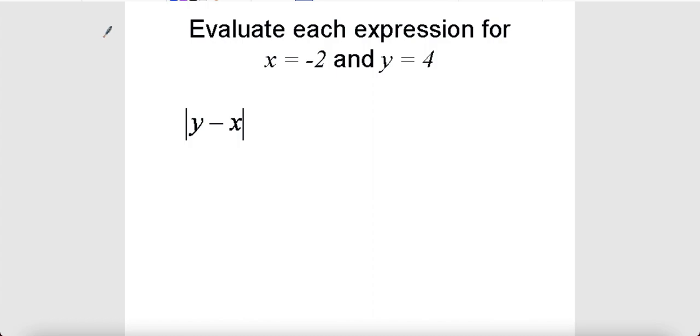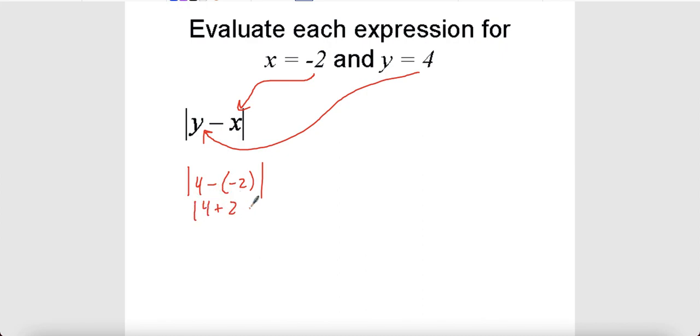All right, moving on to evaluating expressions. So if we're evaluating expressions, essentially we have an algebraic expression, and we simply substitute in for the known values of x and y. So I'm going to substitute in the 4 for the y and the negative 2 for the x, and then just simplify. So I've got 4 minus negative 2, absolute value. 4 minus negative 2, that's 4 plus 2. So absolute value of 6, which is 6. And that's as simple as that.